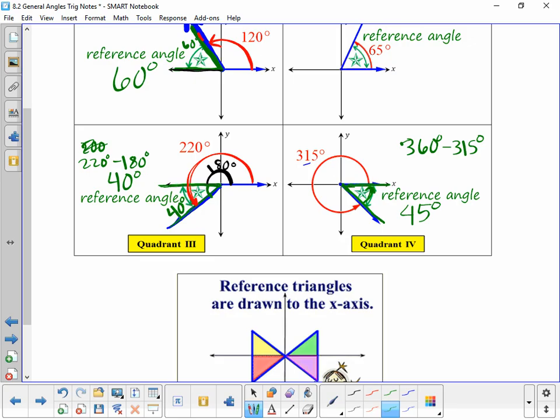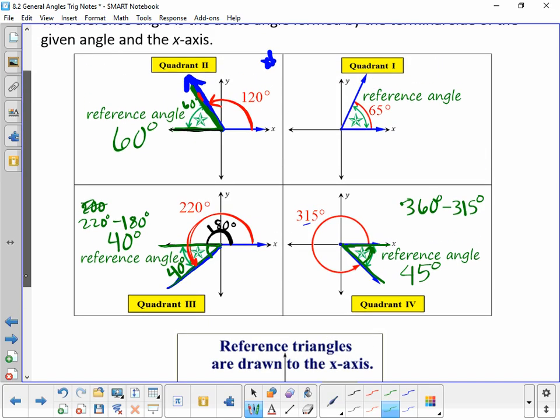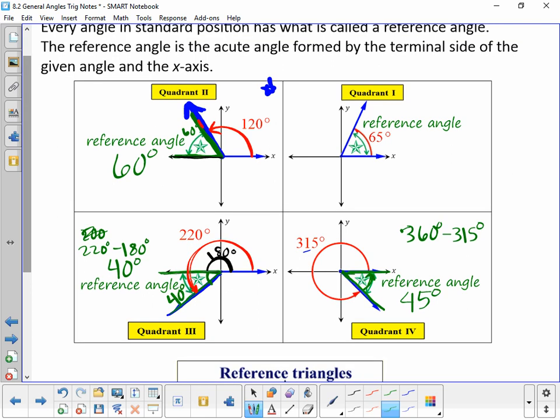And then finally, if we look at quadrant 1, I have this example, 65 degrees, shown here. It has the terminal side in quadrant 1. The reference angle is between the terminal side and the x-axis. And you can see that the reference angle and the angle itself are actually the same. So the reference angle in quadrant 1 is always the angle itself. So for this particular example, it's a 65 degree reference angle.